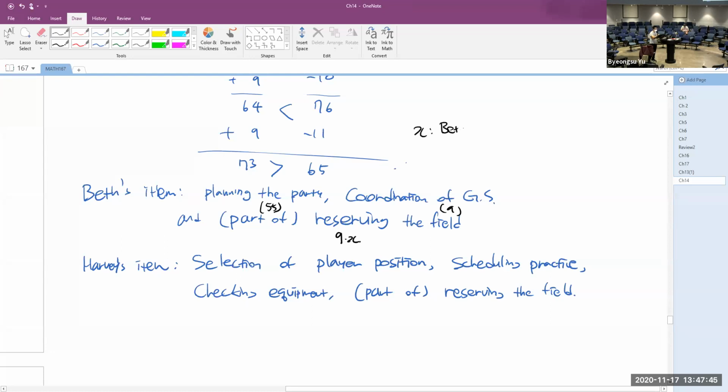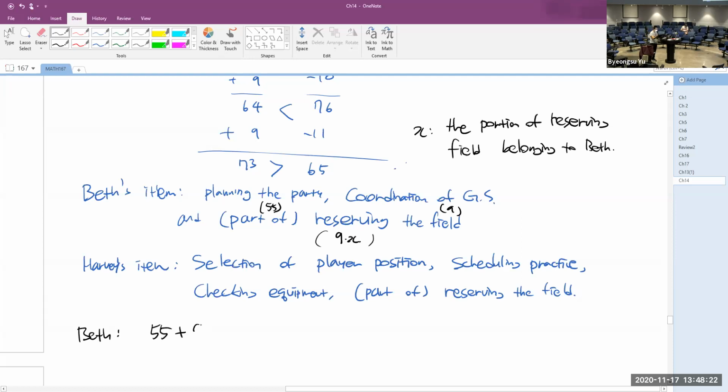the Bass's portion of the reserving period that belongs to Bass, right? So if you add all those points, then what Bass will have is 55 plus 9 plus 9x, right?